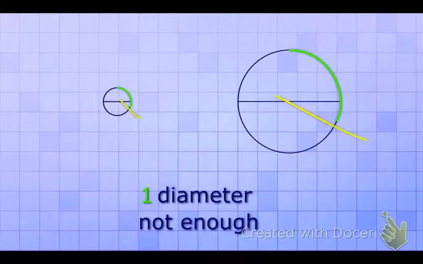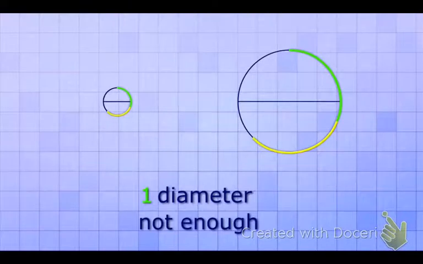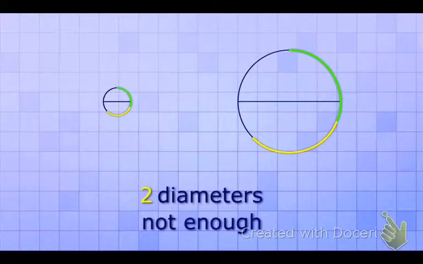So let's get another diameter and keep going where the first diameter stopped. 2 diameters still isn't enough to go all the way around. It looks like we're going to need to get a third diameter and keep going. Oh, so close. 3 diameters is almost enough, but it looks like we're going to need just a little bit more to form a full circumference.